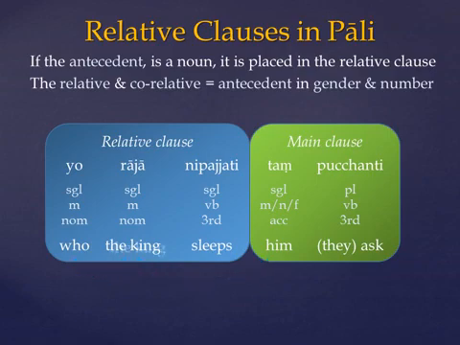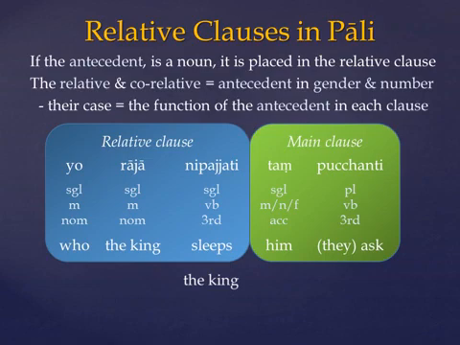Now sometimes, when deciphering relative clauses, it's easier to separate the two clauses out into two separate sentences. And it's important to realise that the pronouns in each clause take their case based on the function that the antecedent plays in that clause. So if we take the main clause first, we can see that the case of the correlative pronoun tang is accusative, and the verb pachanti is a plural third-person verb, meaning they ask.